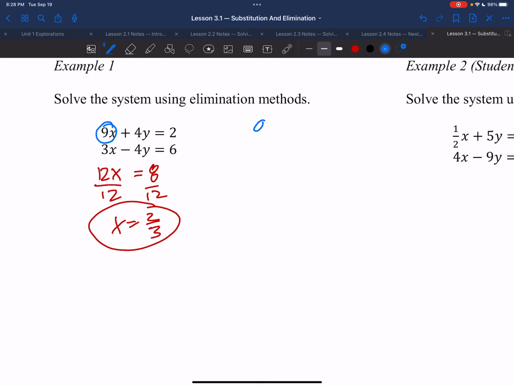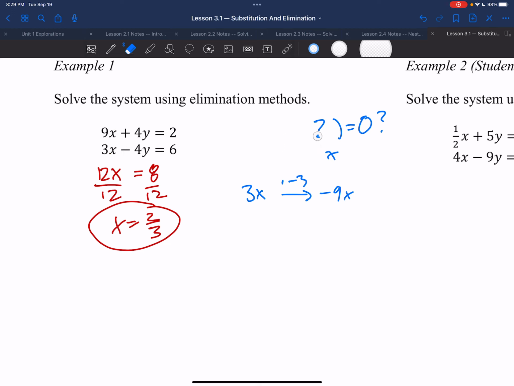9x. What could you pair with 9x? 9x plus what equals 0? Well, negative 9x. But what do you have beneath it? You have a 3x. So I ask you, how could I change a 3x into a negative 9x? What could I do? Well, I could multiply by negative 3.